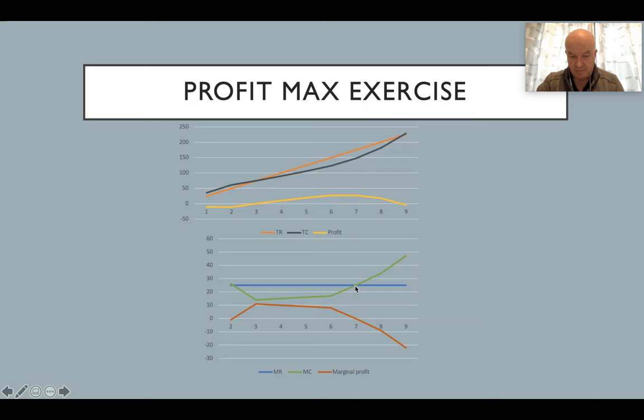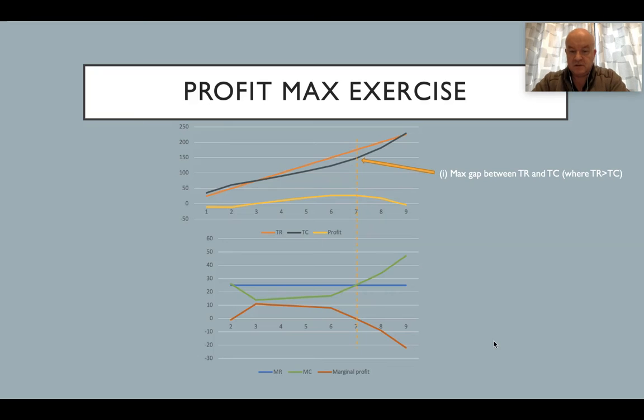Okay, and again, what we should be able to see is the point at which we can decide on our profit maximization level of output. So if we draw in a line up from the 7 units of output, you can see that this shows two things really.